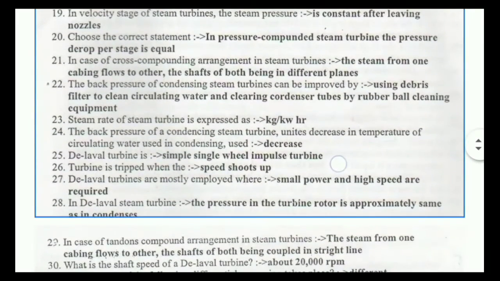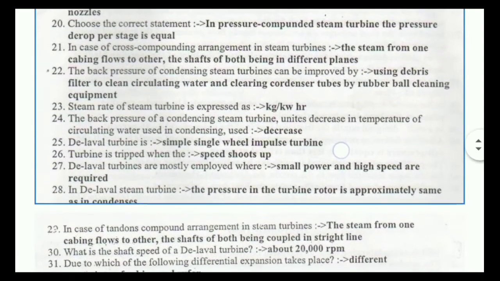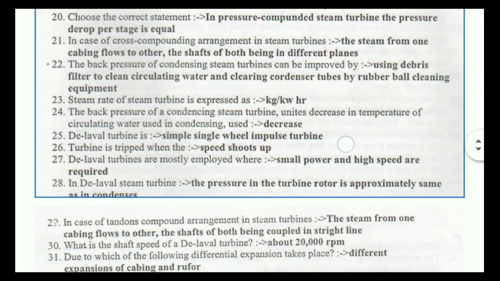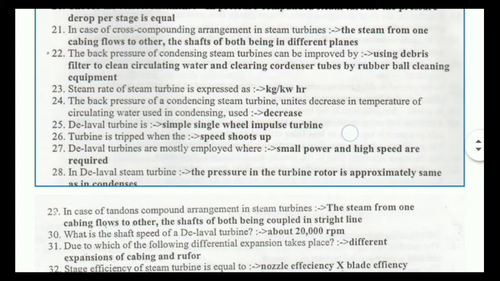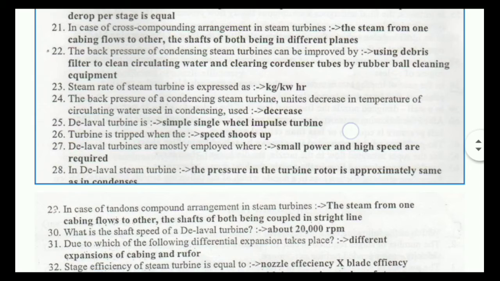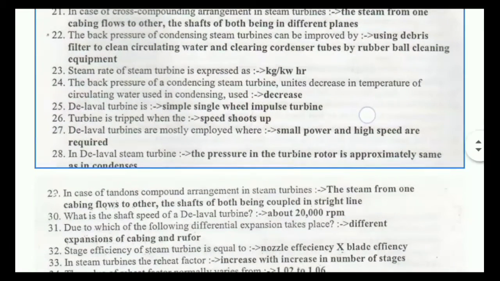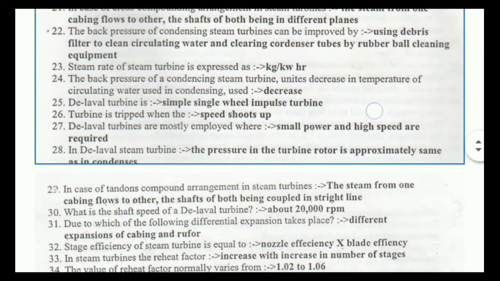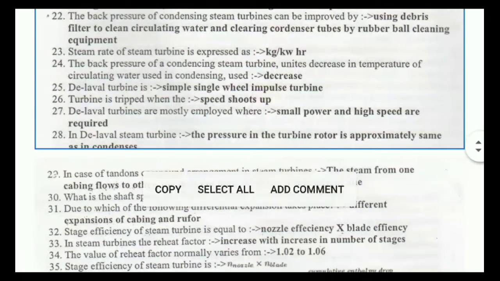Okay, now check the 23rd. Steam rate of the steam turbine is expressed as kg per kilowatt hour. This is also called as specific steam consumption. And 25th, De Laval turbine is a simple single wheel impulse turbine. It's an important one.